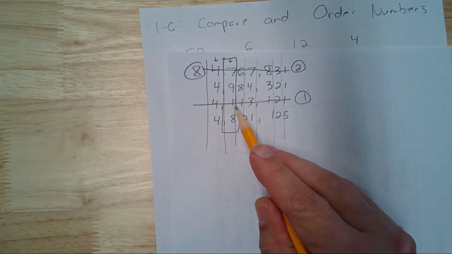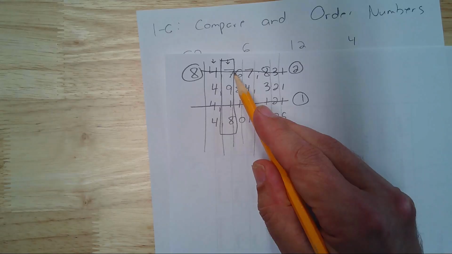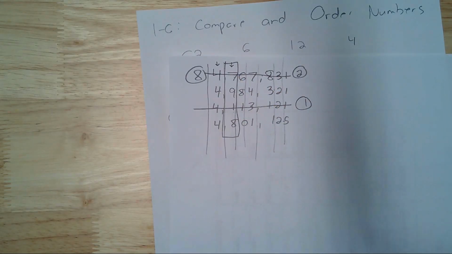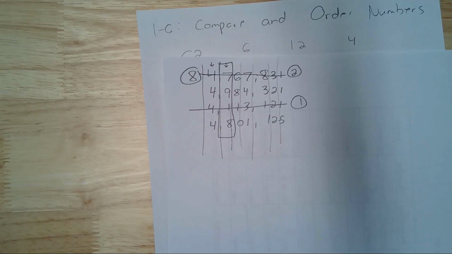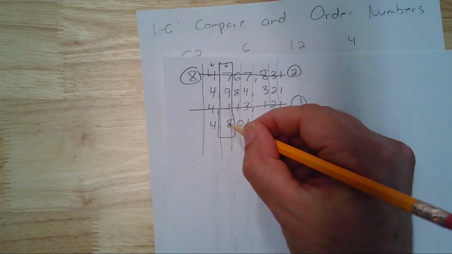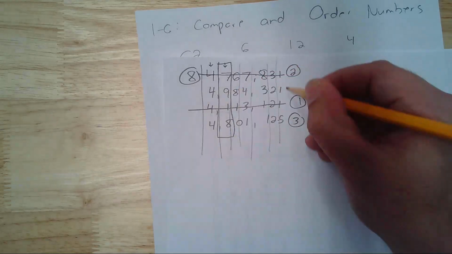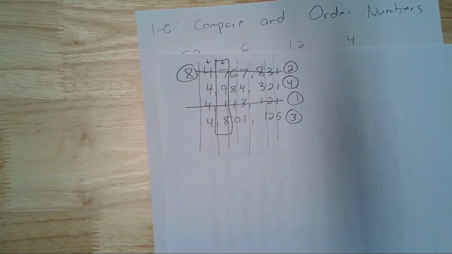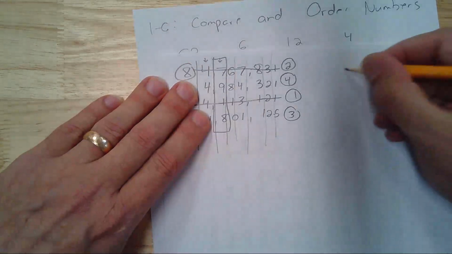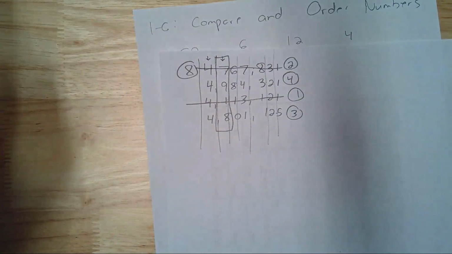So smallest first, next smallest second. Which one comes next, number 1 or number 2? Number 2. 800,000 is less than 900,000. So this would be my order. Sure, I could write them all out, if you want to write them all out, write them all out.